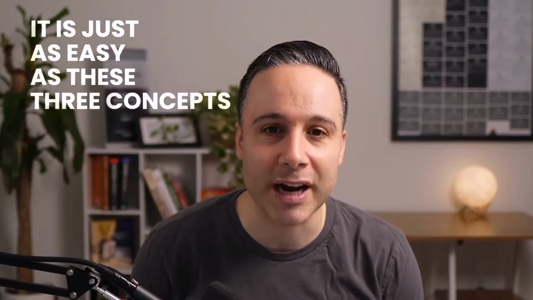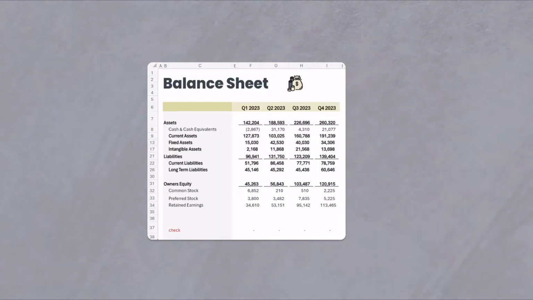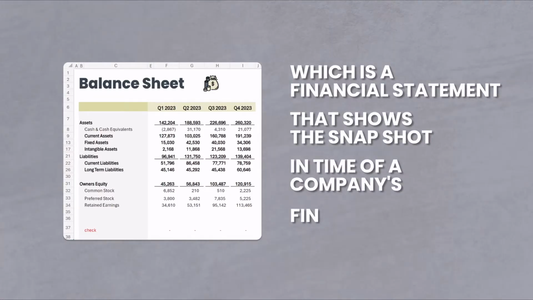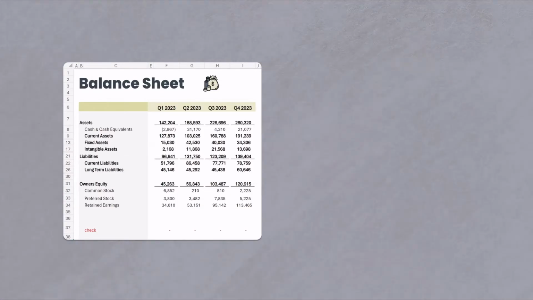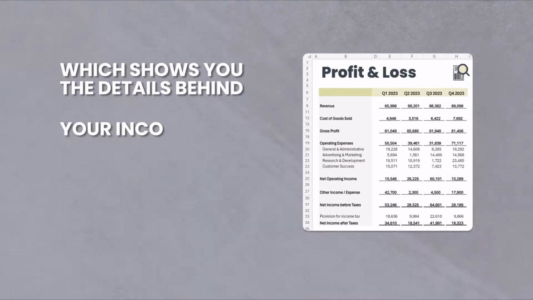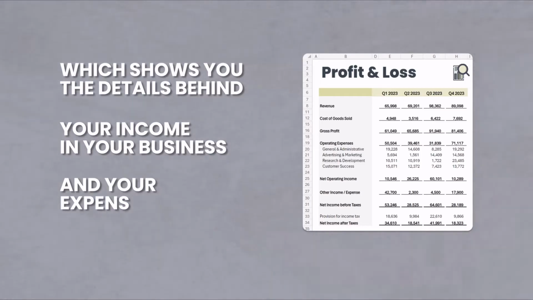Actually, I lied. Oops. Okay, there's one more concept that I want to explain, but I promise it is just as easy as these 3 other concepts. So far, we've only been talking about the accounting equation. This correlates with the sections in what's known as a balance sheet, which is a financial statement that shows the snapshot in time of a company's financial position. There's also another financial statement called the profit and loss, which shows you the details behind your income in your business and your expenses. All that income gets netted out into an account called net income.